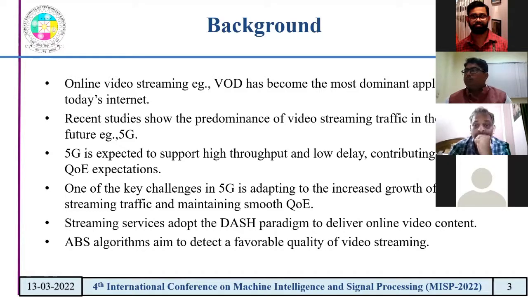5G is expected to support high throughput and low delay, contributing to enhanced quality of experience expectation. One of the key challenges in 5G is adapting to the increased growth of video streaming traffic and maintaining smooth quality of experience. Streaming services adopt the dynamic adaptive streaming over HTTP protocol paradigm to deliver online video content. DASH also concentrates on 3 types of algorithms: hybrid, buffer-based, and rate-based algorithms. Adaptive bitrate algorithms aim to detect a favorable quality of video streaming.